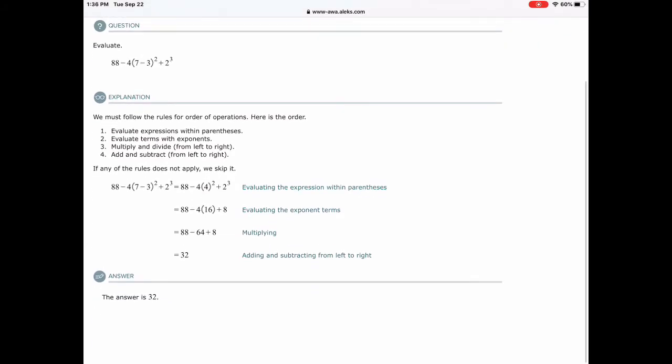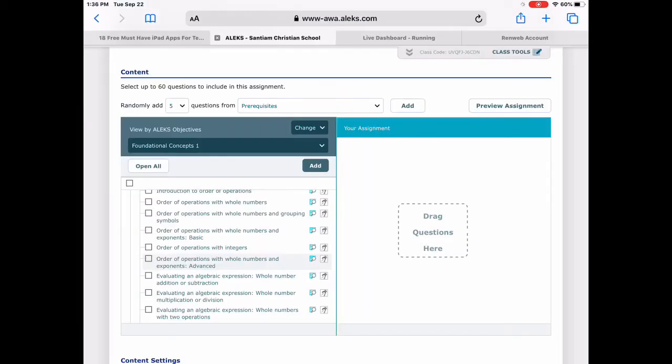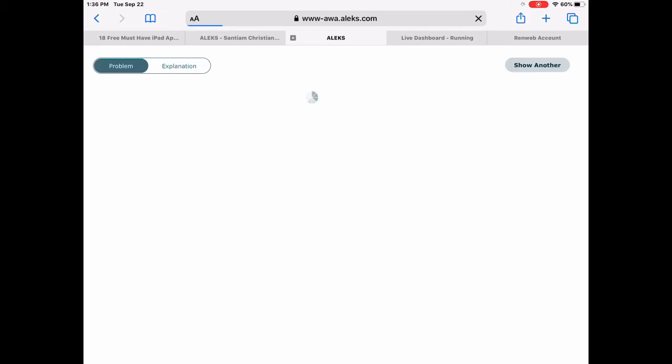Perfect. So there's an explanation. Move to this one. All right, evaluating an algebraic expression, whole number addition or subtraction.